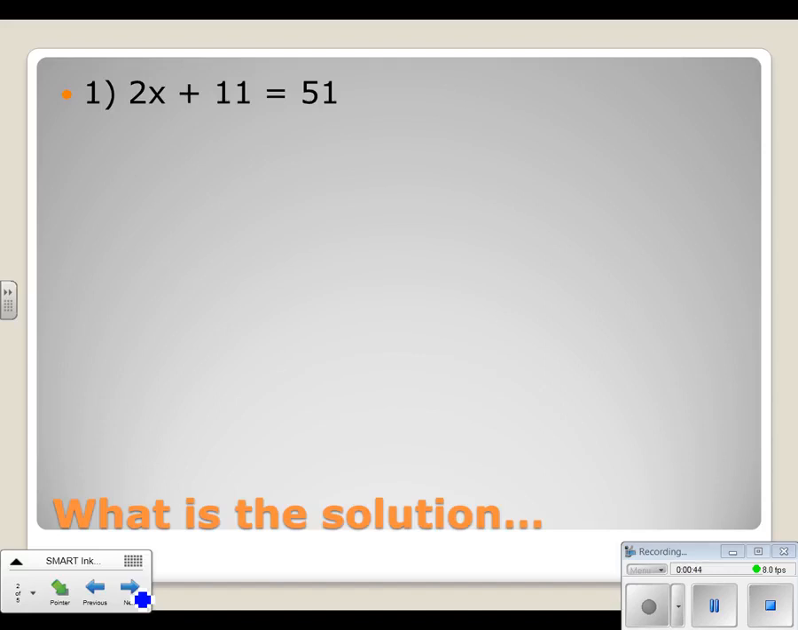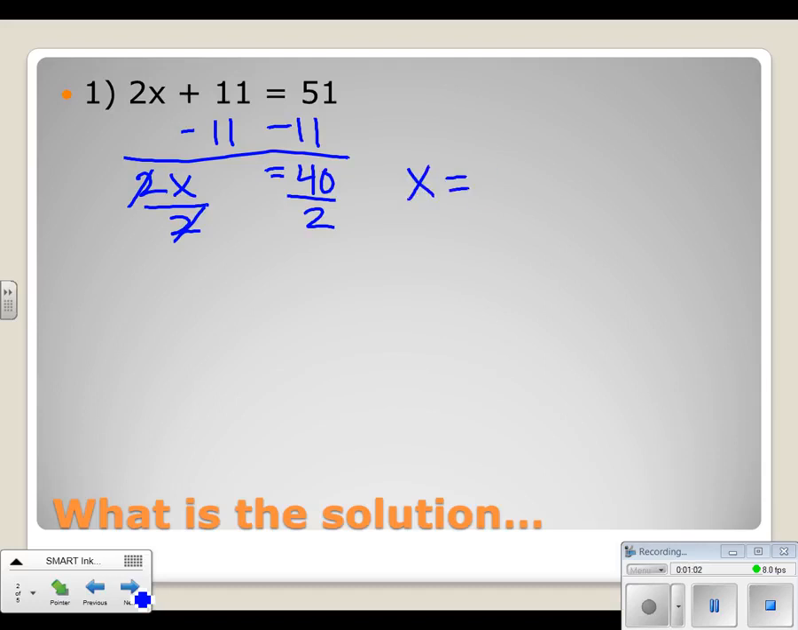So we're going to subtract the 11 from both sides using our properties of equality. It remains true if we do the same to both sides. So we have 2x is the same as 40. Then to get rid of the 2, the opposite of multiplication, we divide both sides by the same. This simplifies to 1x. X equals 40 divided by 2, which is 20. Check your work. 2 times 20 plus 11 is 51.